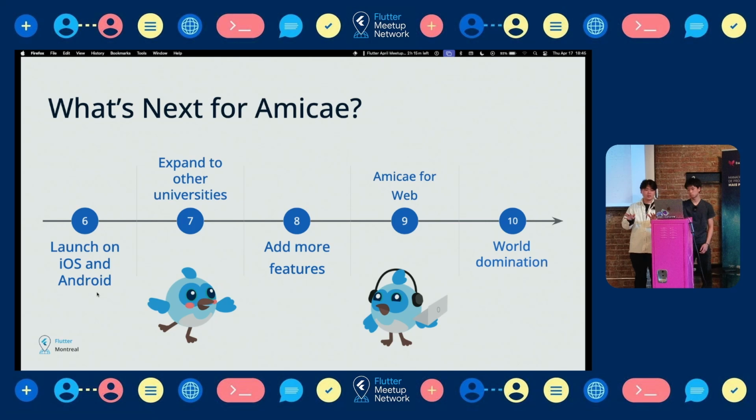Since we're using Flutter, we want to convert it to Amicae for web as well, since it will be the same code base, with just some changes to the UI so it works on the web. And then lastly, we have world domination.